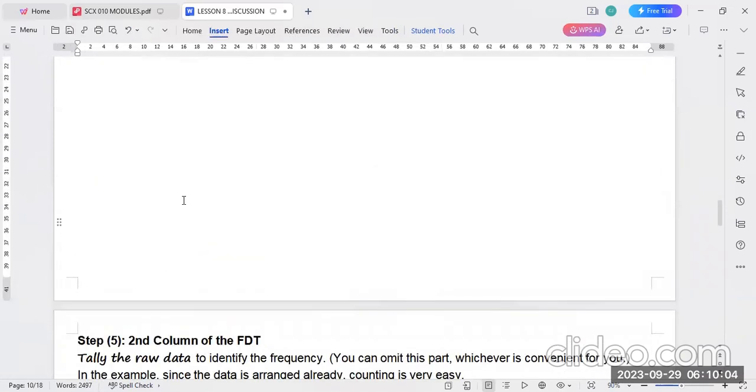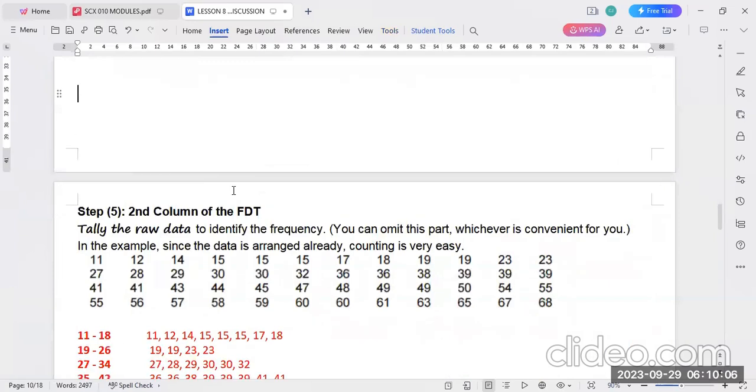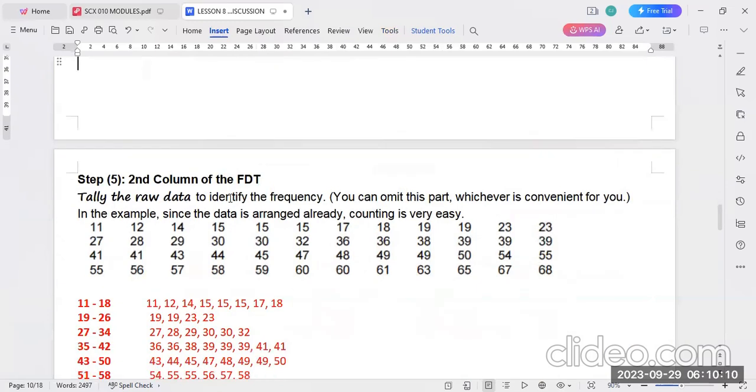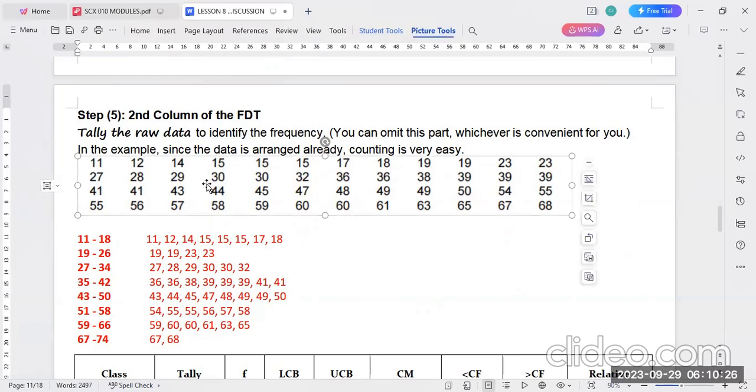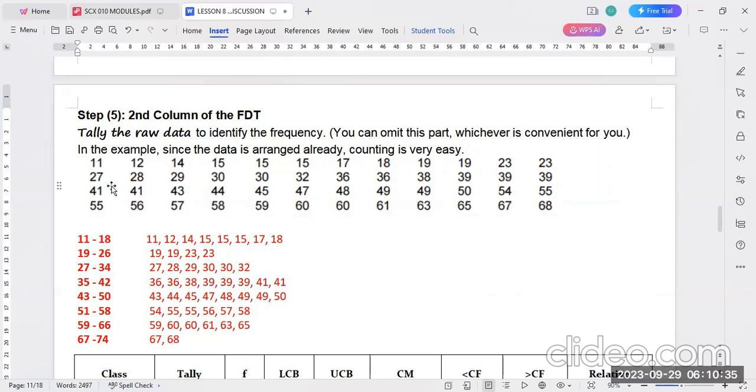Okay, so when we say tally, di ba parang bilangin nyo lang naman kung ilan yung numbers na yon on the given set of data. So from here, I wrote this one. I typed the numbers. So it says that every class interval, bibilangin nyo kung ilan yung 11 to 18 from the given set of data. This is the given set of data, ulitin ko. Given set of data, 11 to 68. Ang gagawin niyo, bilangin nyo kung ilan yung 11, 12, 13, 14, 15, 16, 17, 18 dito.